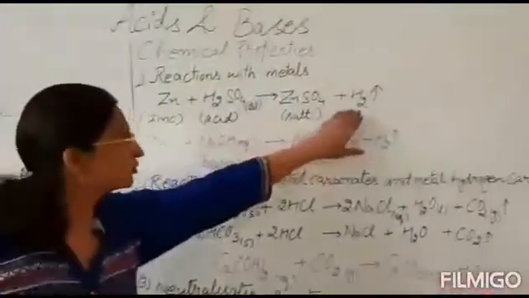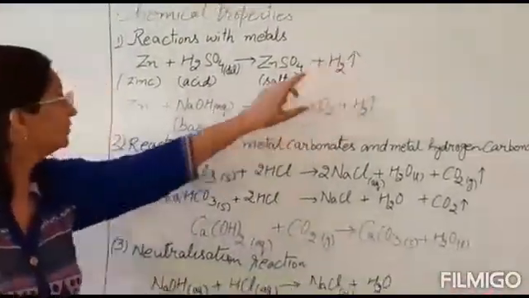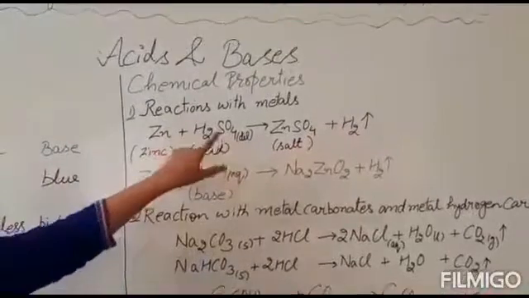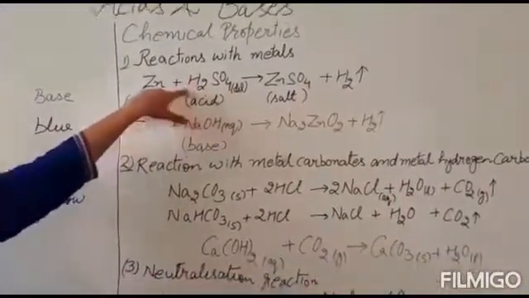From where has this hydrogen come? This has come from the acid, from the atoms of hydrogen which are present in the acid.